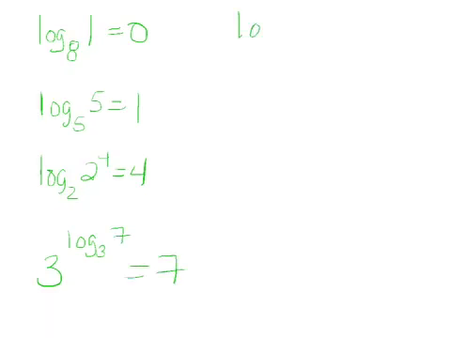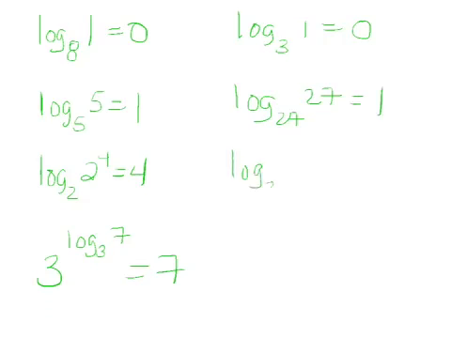So what about log base 3 of 1? That would also equal 0. What about log base 27 of 27? That would be 1. How about log base 3 of 3 to the negative 1/3? That would be negative 1/3. And if we had log base 4 of 4 to the 232, that would equal 232.